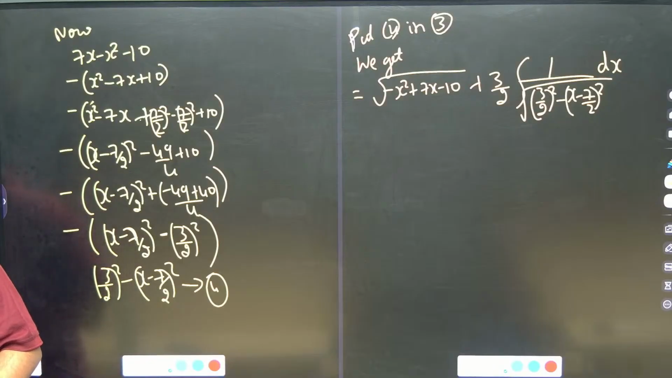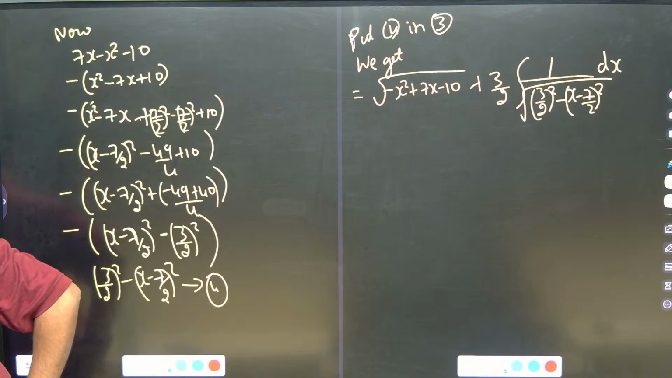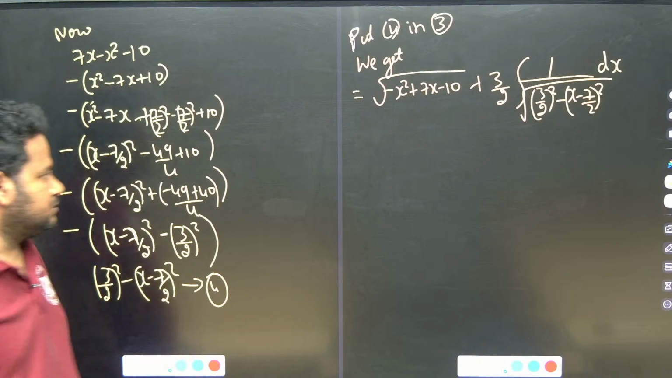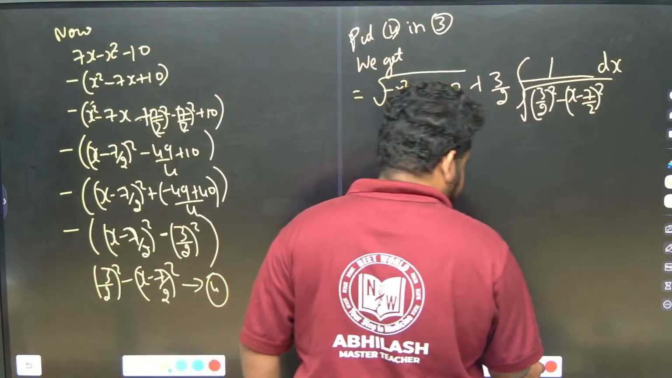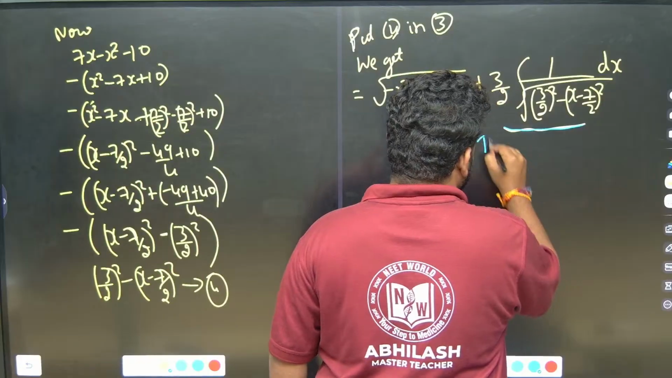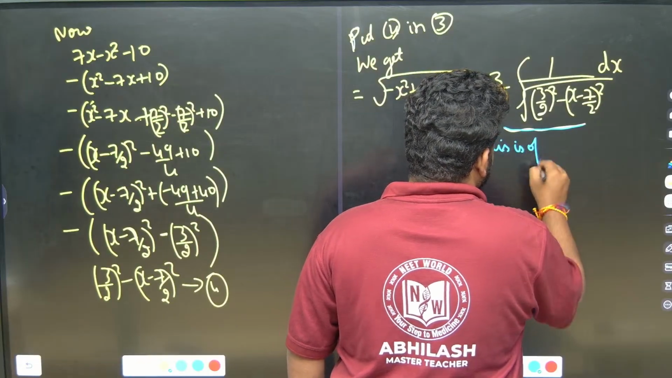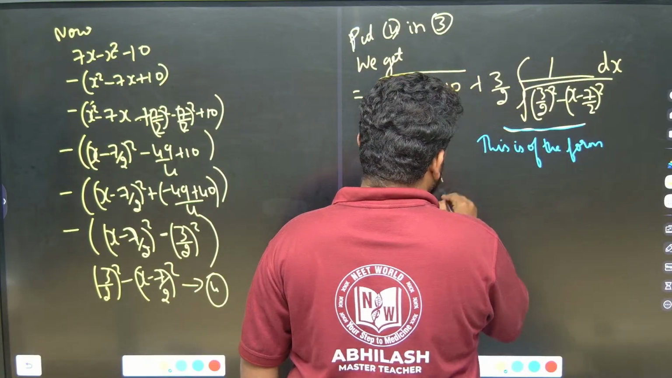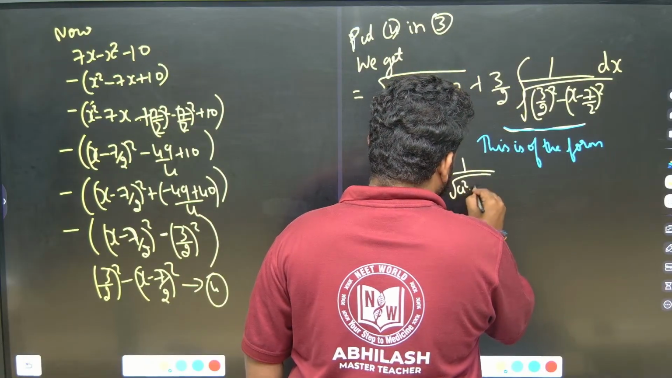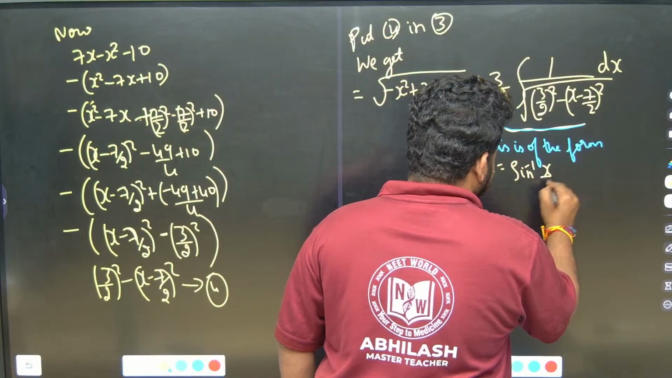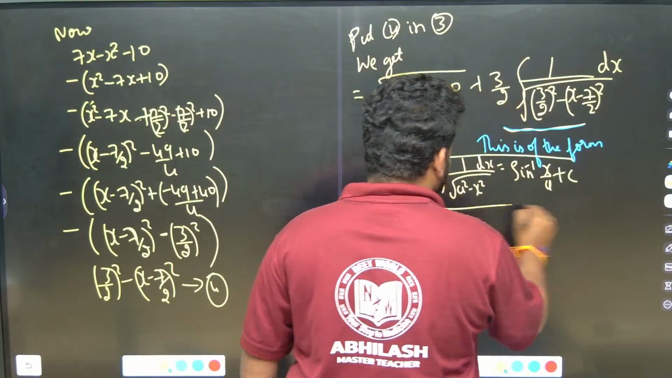So, these are of the form integral of 1 by square root of a square minus x square dx, which is nothing but equal to sin inverse of x by a plus c. We have to write that form. See here, integral of 1 by square root of a square minus x square dx is equal to sin inverse of x by a plus c. Okay, you have to write the reason.